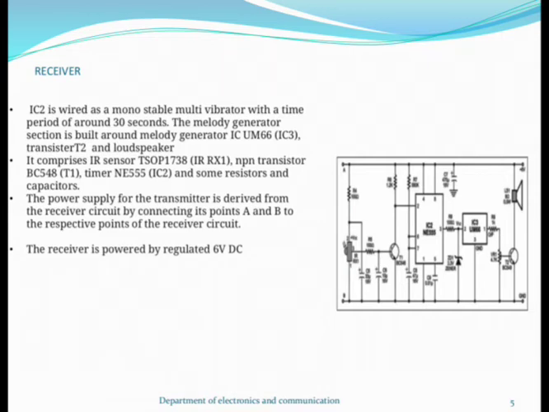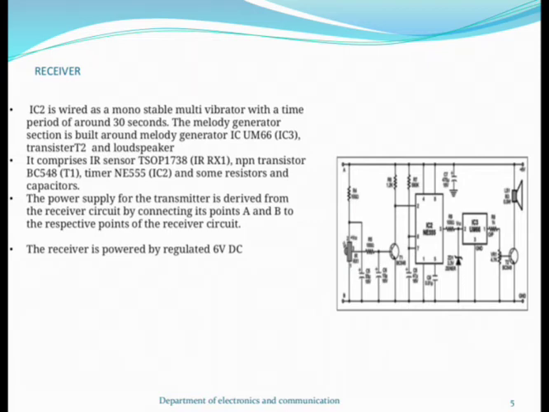So this receiver circuit comprises of an infrared sensor which needs to sense the IR radiation which is transmitted from the transmitter. Then it consists of a transistor and some resistors and capacitors.